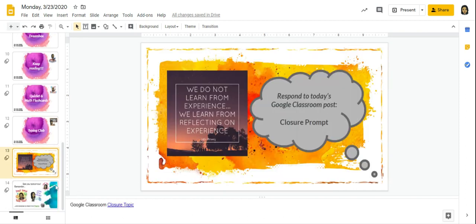Then you're going to see down here that there's going to be a closure topic, a closure question that I would like you to answer each and every day. I love this quote here: We do not learn from experience. We learn from reflecting on experience. So it's not just about experiencing or practicing things in life, but really sitting down and thinking deeply about those experiences and what we learned or what we didn't learn from them.